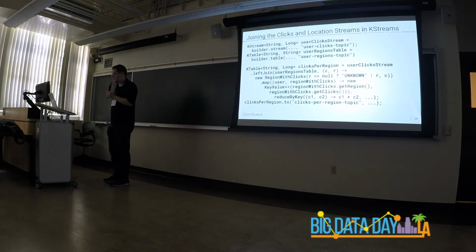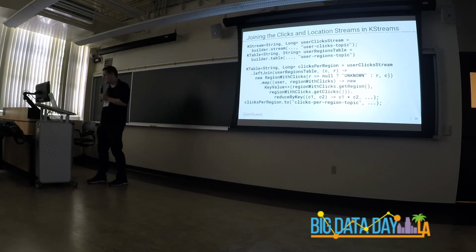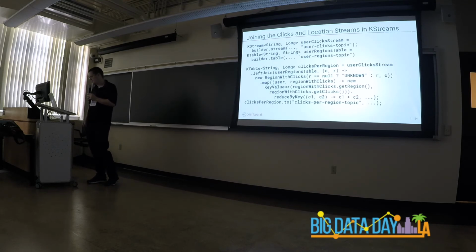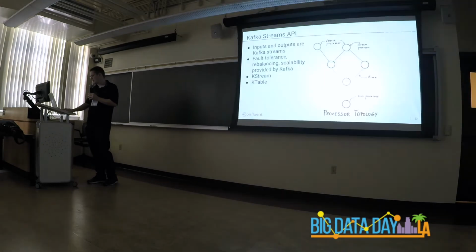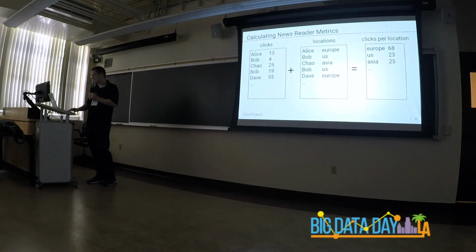So if we wanted to do this joining in K-streams, the first thing we might do is set up this user click stream, which has the data coming in, like we talked about earlier. It has the clicks from Alice. So maybe it has a key of Alice and a value of 13.